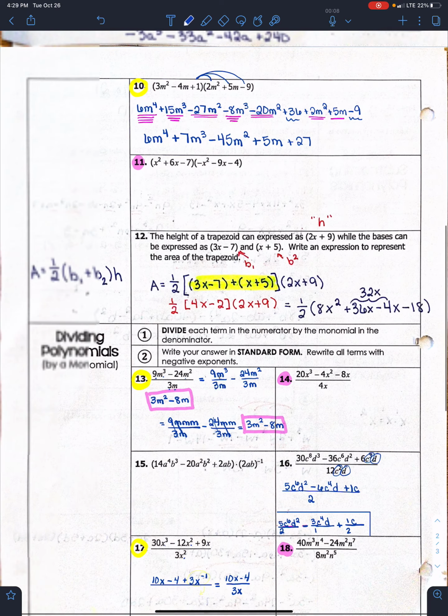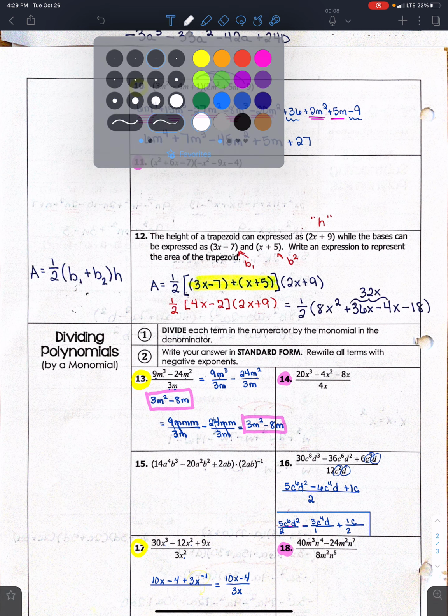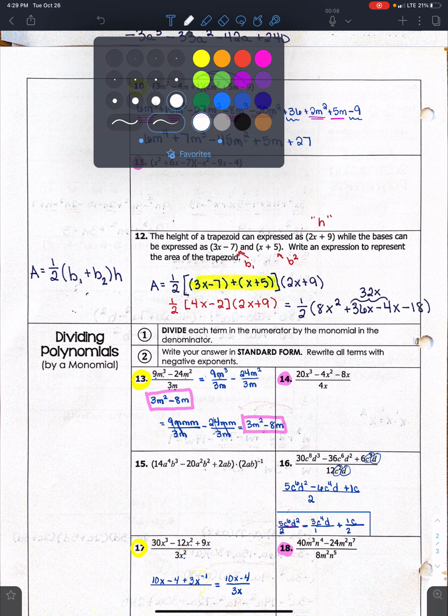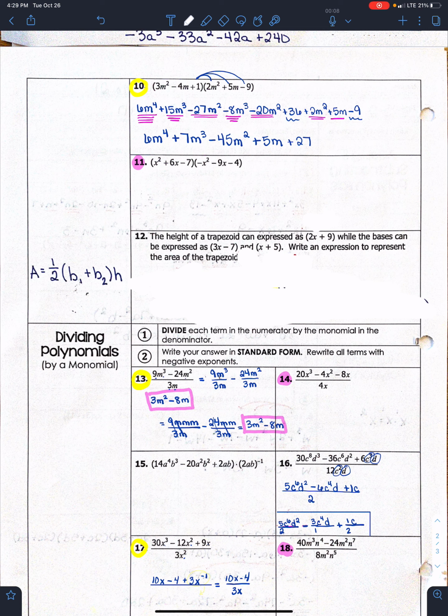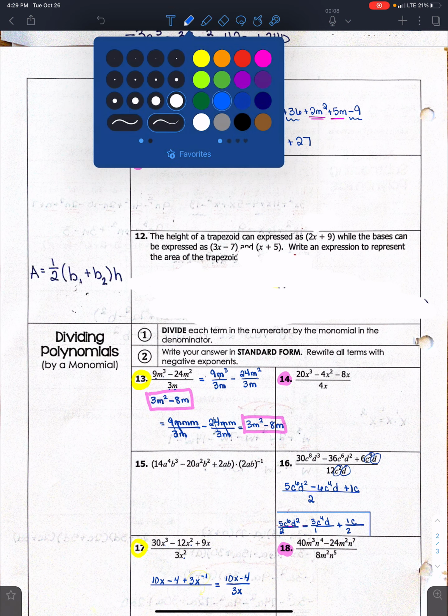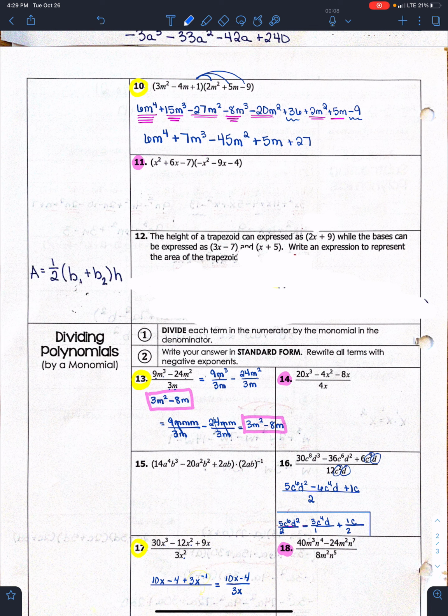We are talking about the area of a trapezoid. To find the area of a trapezoid, we would first need to know the formula. The trapezoid formula is A equals 1/2 times base 1 plus base 2, times the height.